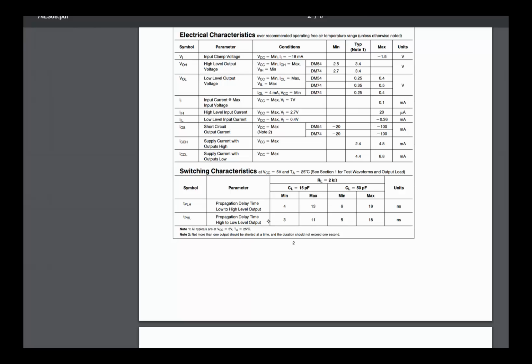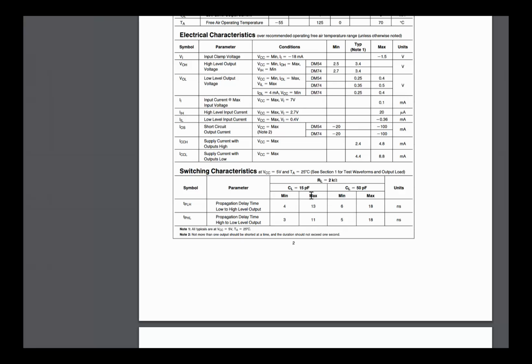And you notice we're going to also have two options. If it's lightly loaded, like its gate is connected to 1, 2, 3, 4 other gates, then you can use the low end number with the 15 picofarad, which is the lighter loading. But if you're connecting it to 10 or so, then you probably should be looking at the higher loading, which is 50 picofarad.